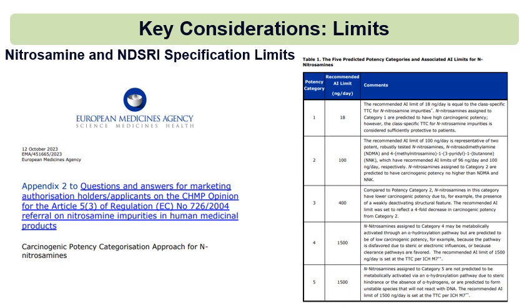So if your molecule or if your impurity comes into category 1, then the AI limit will be 18 nanogram per day, that is the stringent one. If it is 2, then it will be 100. If it is 3, it will be 400. If it is 4, it will be 1500 nanogram, that is 1.5 microgram. And category 5 will give you the limit of 1500 nanogram per day, that is also 1.5 microgram.